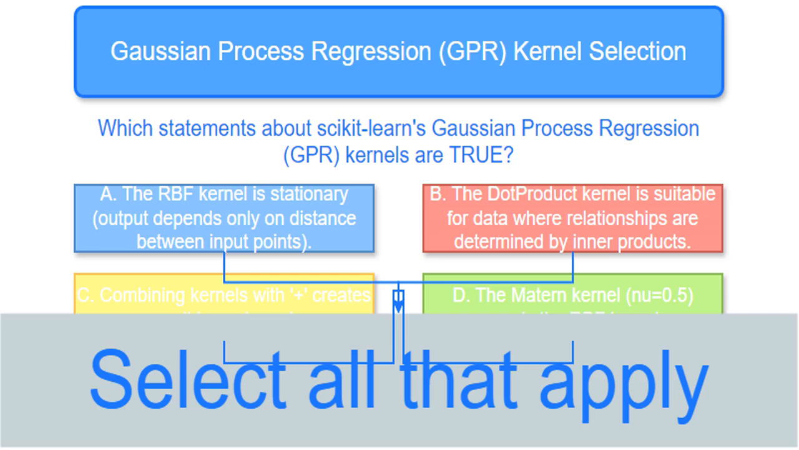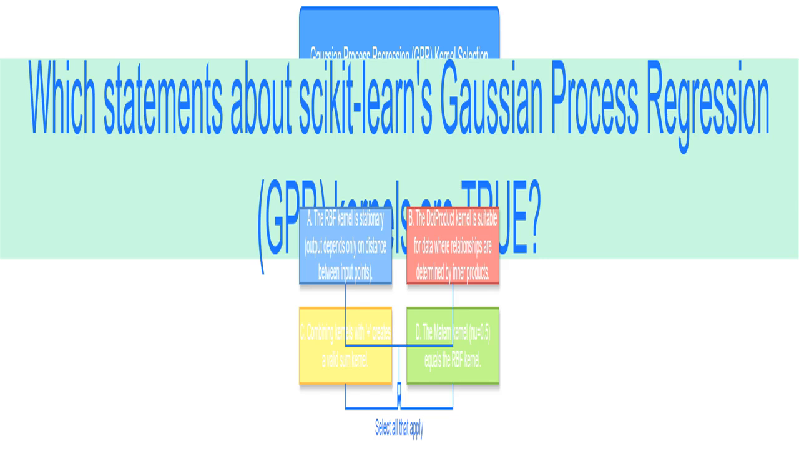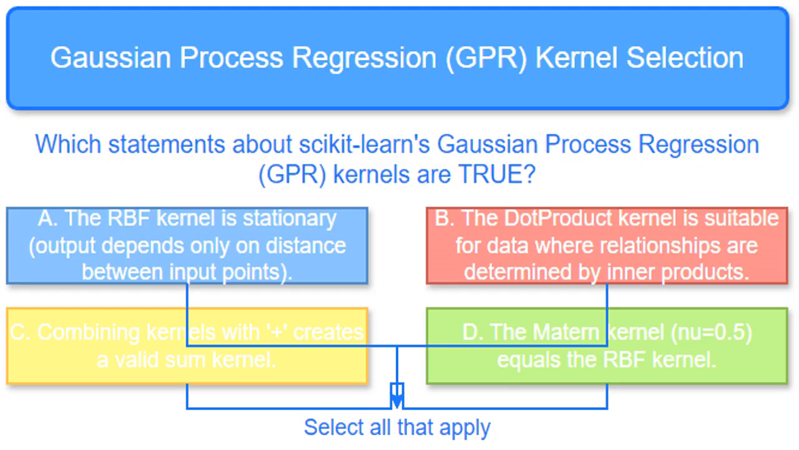This instruction tells you to select all statements that are correct. Some might be false. This is the core question. You need to assess the accuracy of several statements about Gaussian process regression, GPR, kernels within the scikit-learn library. This sets the stage for the multiple-choice question. You need to evaluate several statements' accuracy regarding the behavior of different kernels within the context of scikit-learn's GPR implementation.